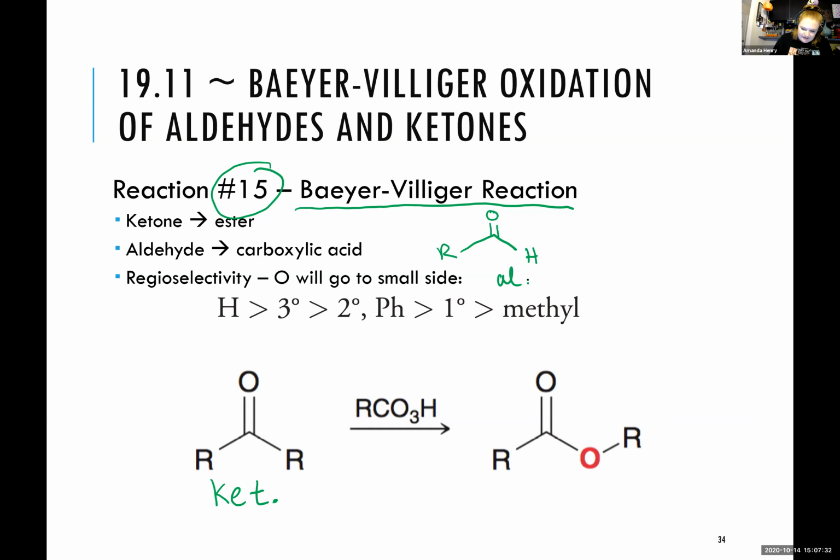So ketone or aldehyde, we're reacting it with this, RCO3H. So that's just kind of writing it out in a generic version. Do you remember what that functional group is called, though? We used it in first semester to make epoxides. Do you remember what it's called? Peroxyacetic acid? Yeah, it's a peroxy acid.